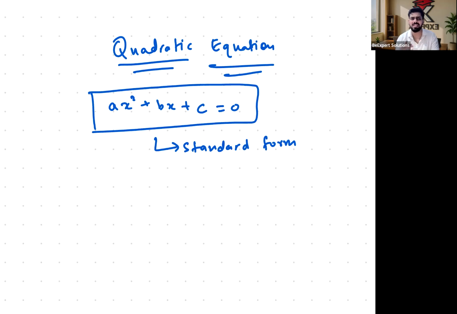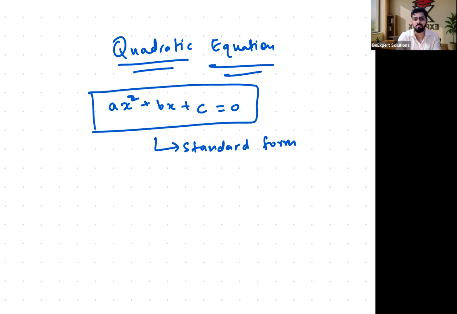Quadratic equations are second degree algebraic expressions. Degree means the highest power of the variable in an equation. For example, the variable here is x square, and the highest power is 2, so that's why it is a quadratic equation. The word quadratic comes from Latin, quadratus, which means square, and that's why the square term is taken as the highest degree in a quadratic equation.